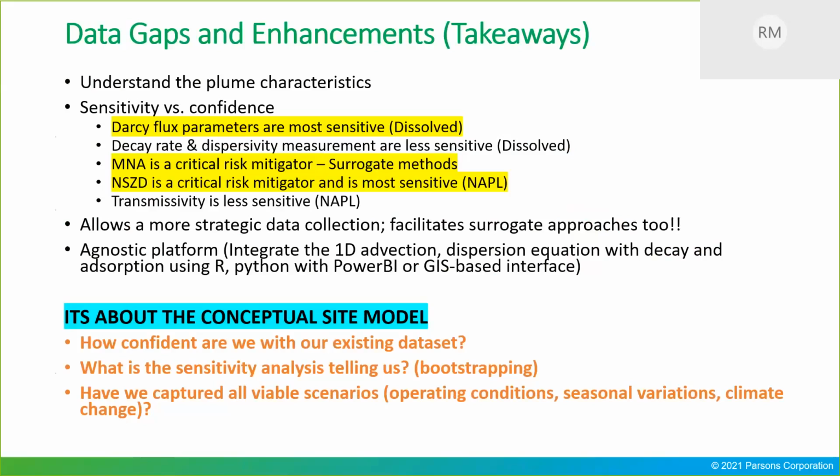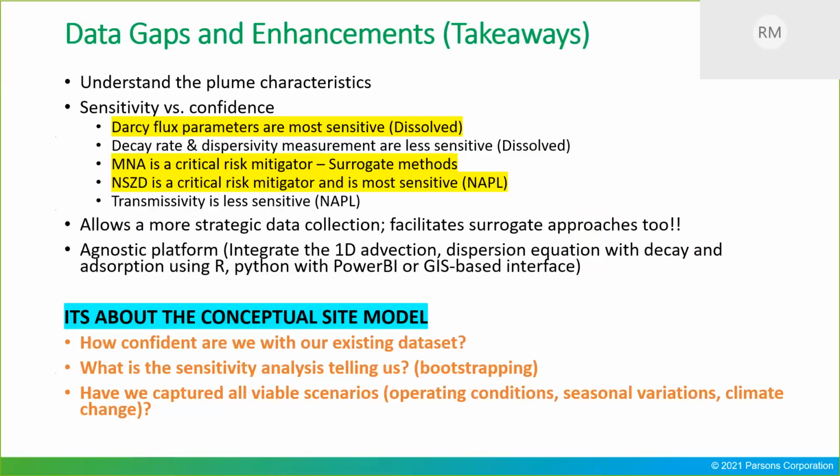There are also alternate techniques to measure transmissivity. There is recent research that indicates you could use fluid level data to estimate transmissivity, which is something we are doing right now as part of expanding this proof of concept. It allows for strategic data collection. We have seen that this is an agnostic platform because we have been experimenting with it in Excel, R, and a Power BI environment. This can also be exported into a GIS-based interface like ArcGIS, where, at the end of the day, we are able to see a point in time as far as the risk is concerned. It all boils down to that.